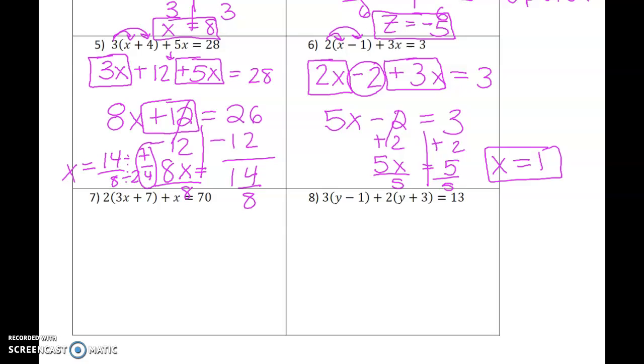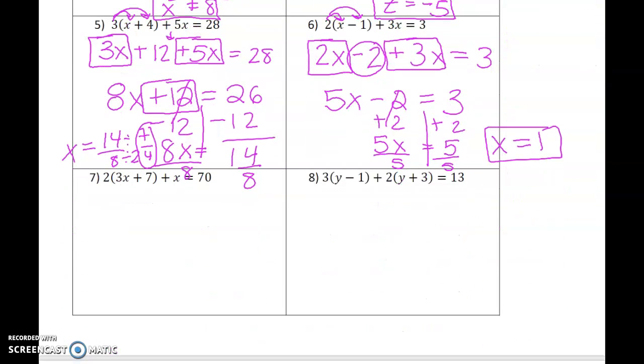Alright. For 7, what's my first step again? Well, I'm going to distribute. So I'm going to do 2 times 3x and 2 times 7. So 2 times 3, that's 6. I still got my x. 2 times 7, well, that's 14, the best number. I still got my x, so plus x equals 70.